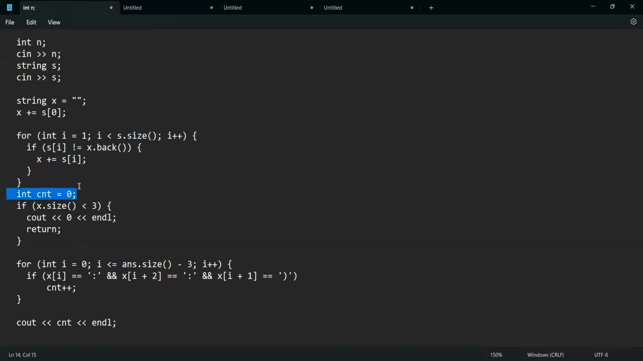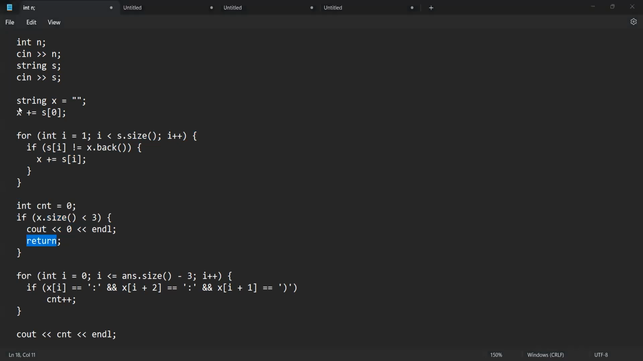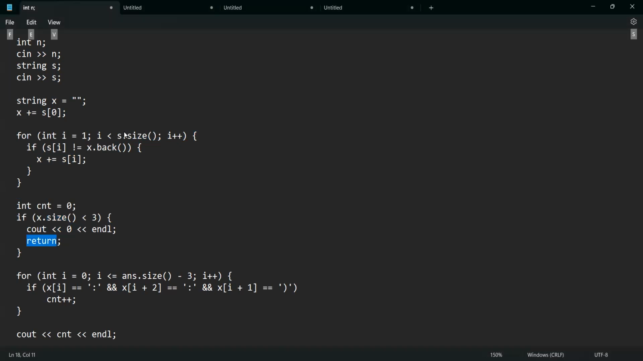Finally, the count is the number of smileys that I'm getting. And if my X dot size is less than 3, this means that I don't have any of these smileys in my string S or X. So I'll simply output 0 and I'll continue. In this case, I'll return because these functions were implemented differently. This is another function, and there are test cases for this problem. So I'm returning to the main function, and then I'll again call this function for the next test case.